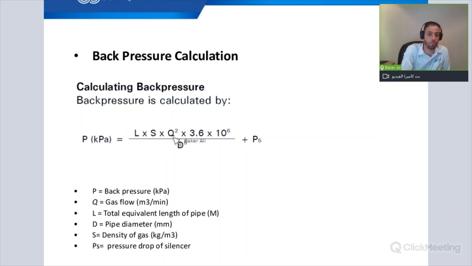Guys, this is very important: L, the total equivalent length of the pipe. I want to repeat this point because it is very important. Some people calculate only the pipe length without any consideration for the elbow and the flexible bellow. The total equivalent length of pipe must be for the total length, including the flexible bellow and the elbows.